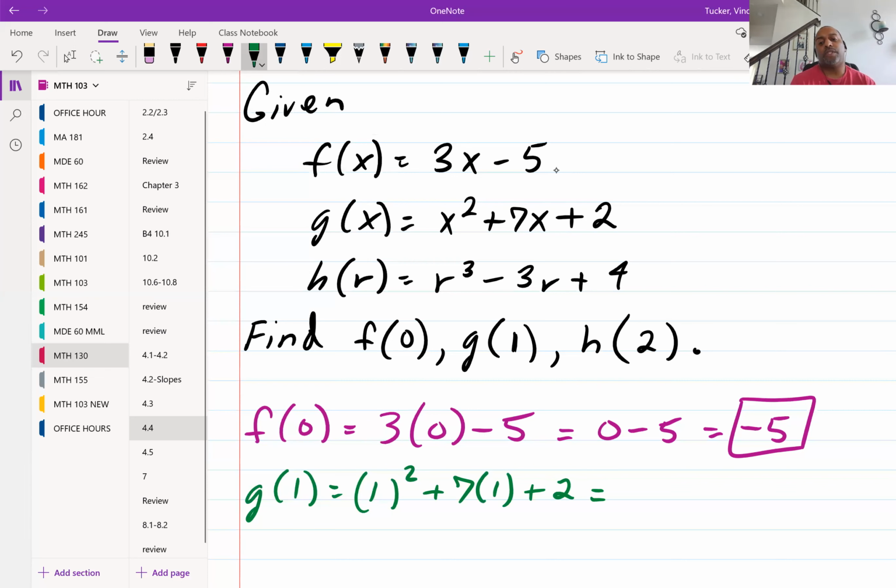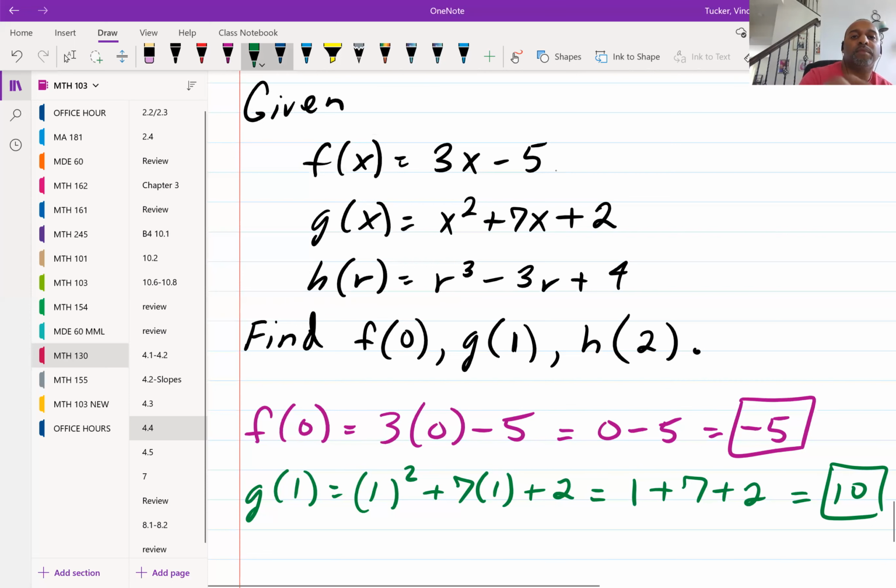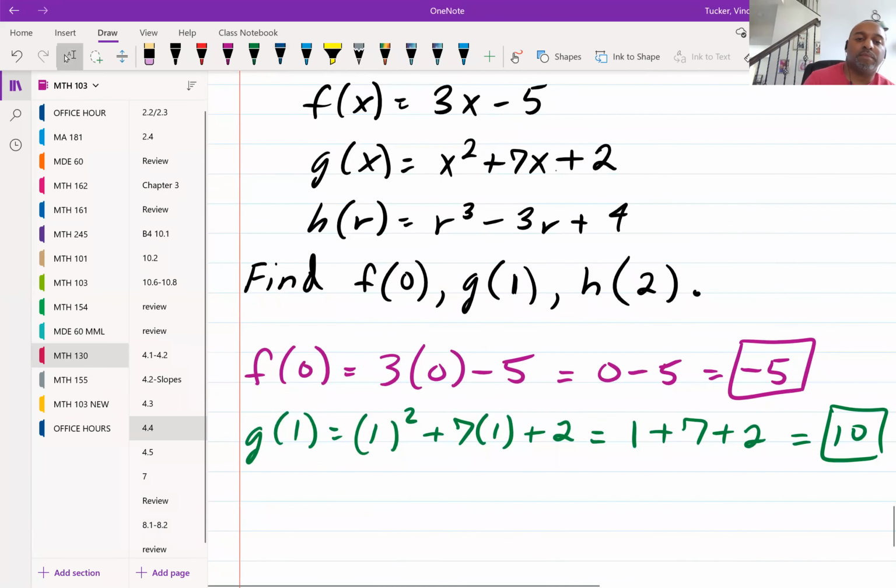All right. So do the same thing for the g function. This time we're plugging in 1. I should have made something negative, but it's all good. 1 squared is just 1. That's 1 plus 7 times 1, which is 7, plus 2. And that'll be 10. Any questions on either one of those before we do h?